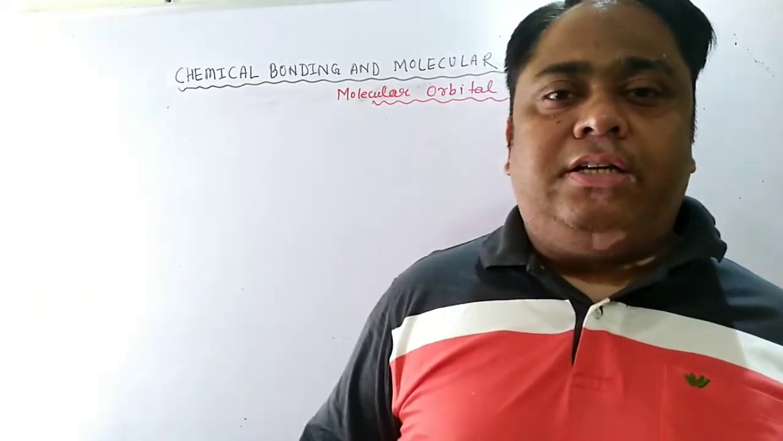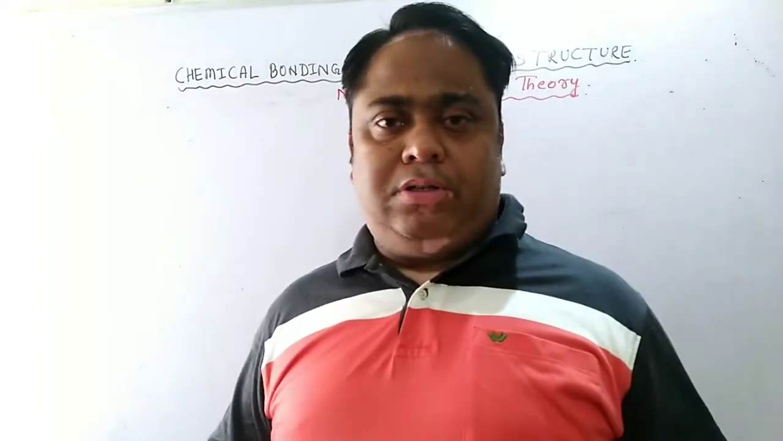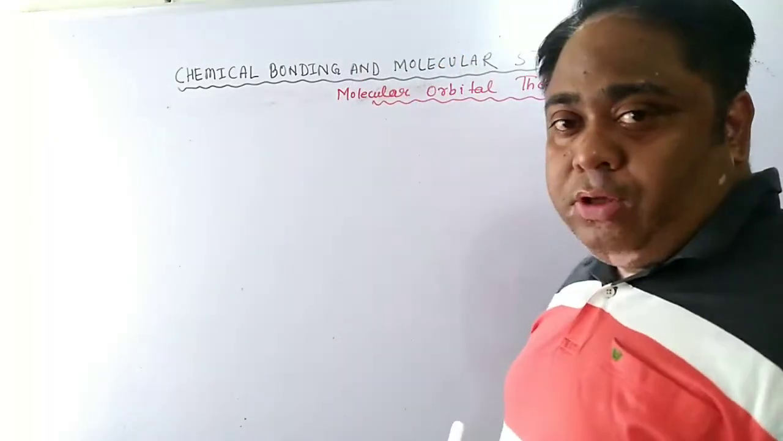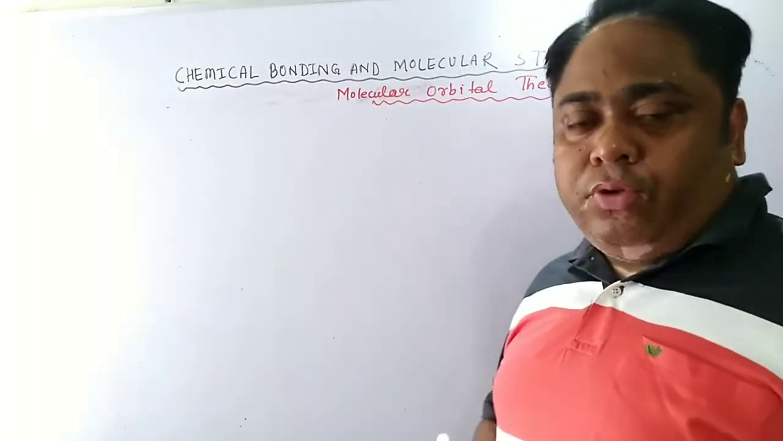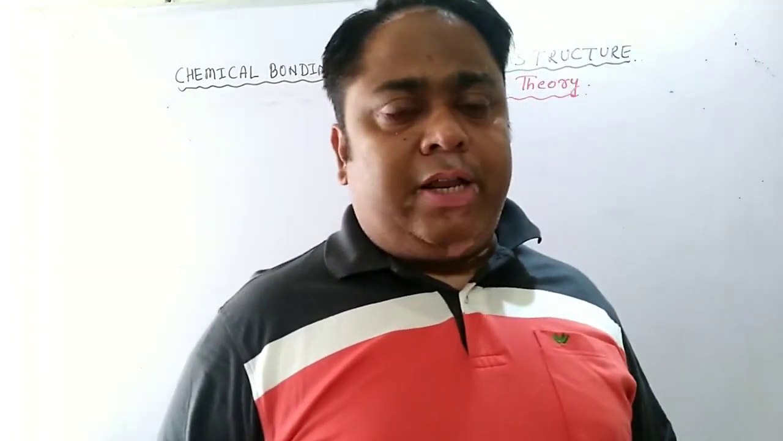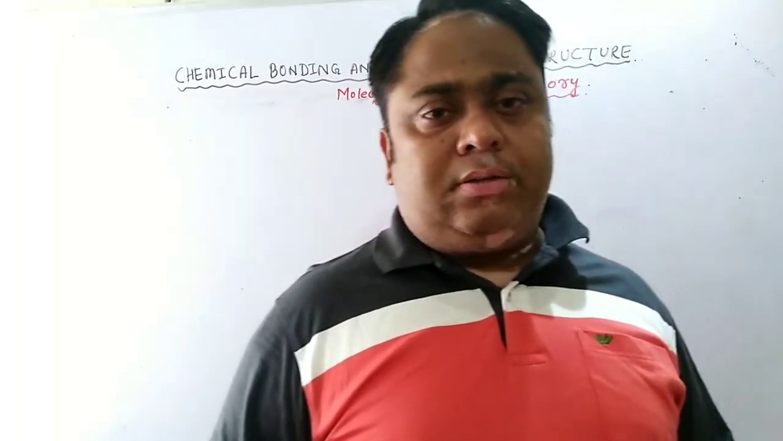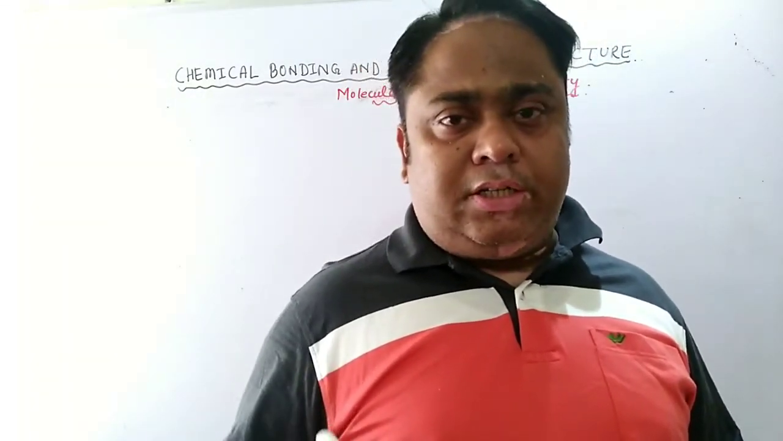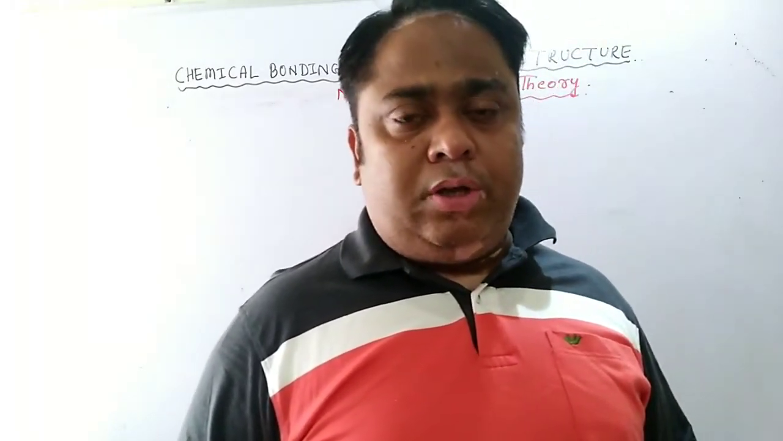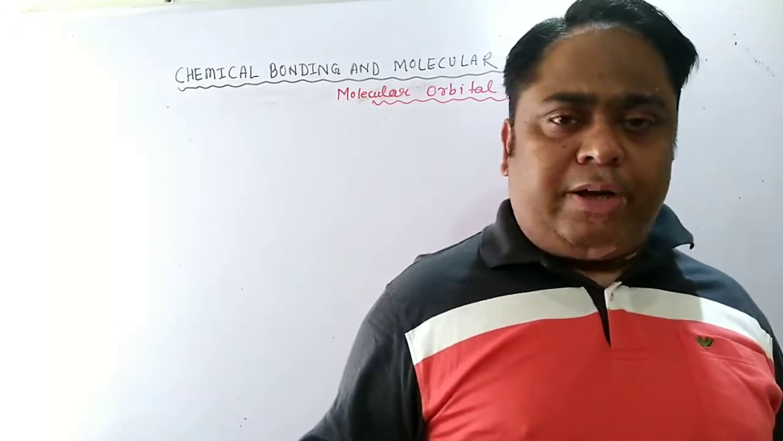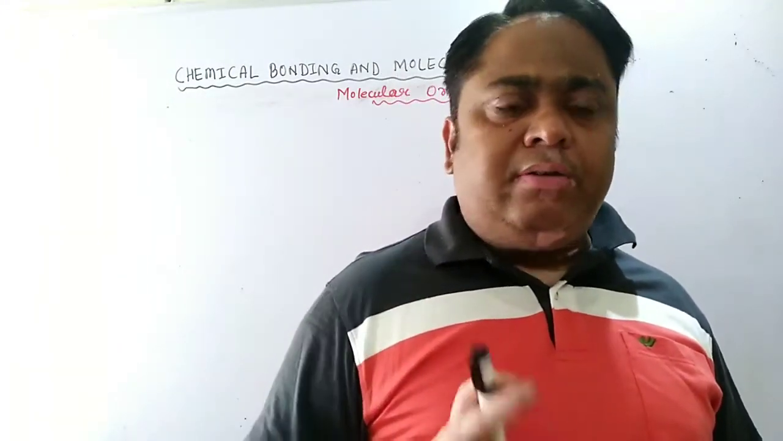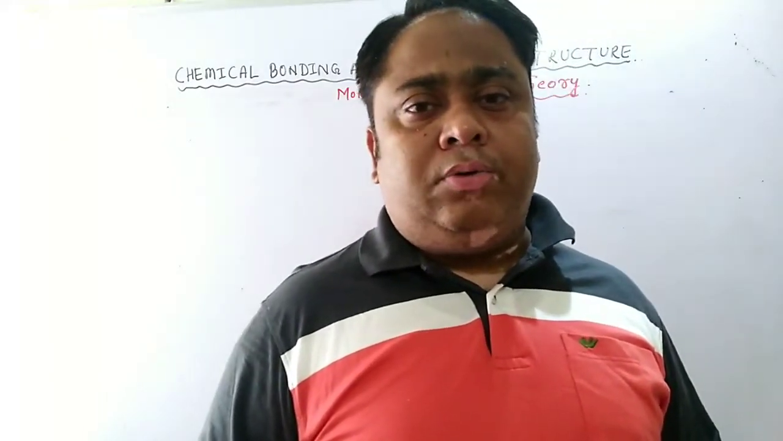As our discussion continues related to chemical bonding and molecular structure, today we have reached the topic of molecular orbital theory. In molecular orbital theory, we will try to do away with all those drawbacks which we found in various other theories like Lewis electron dot structures, Lewis octet theory, valence bond theory, VSEPR theory, and the concept of hybridization. Whatever drawbacks were there, the answers to those can be given through molecular orbital theory.